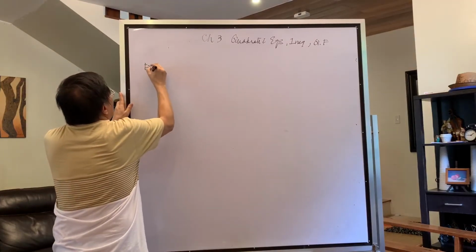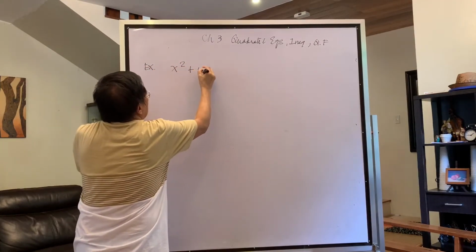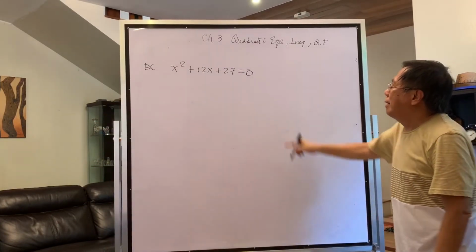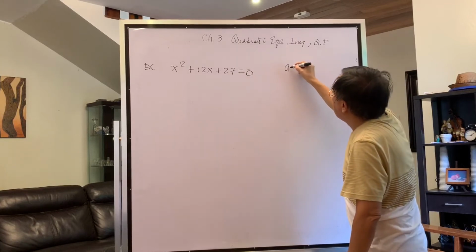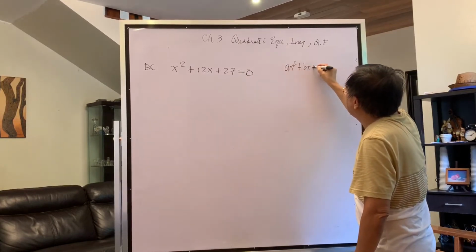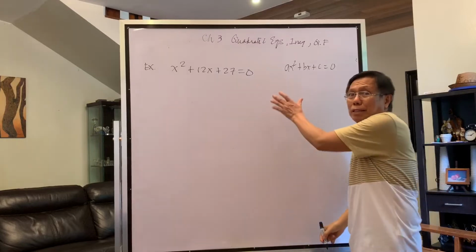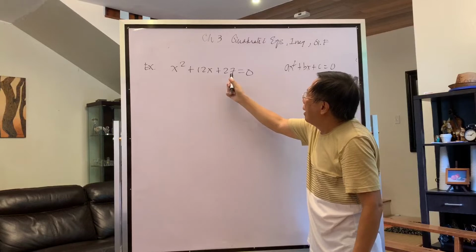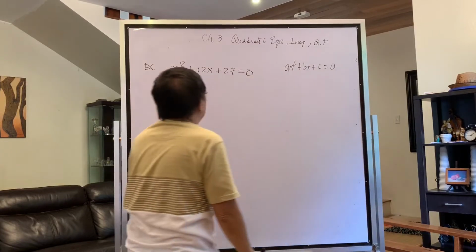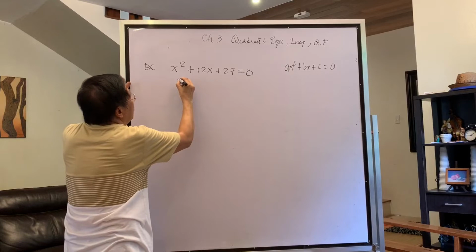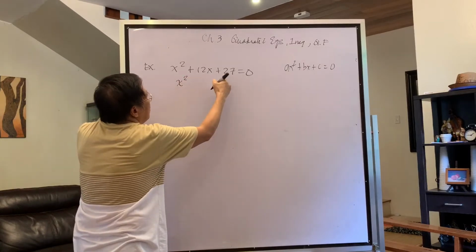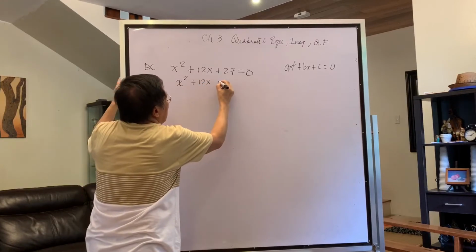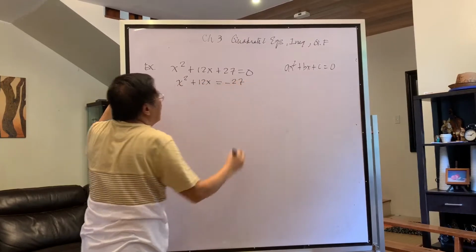Suppose we have x squared plus 12x plus 27 equals 0. This one is in the form ax squared plus bx plus c equals 0. Completing the square method tells us that we need to isolate the constant term. The constant term here is 27. So using addition property, I will add negative 27 to both sides. So I will have x squared plus 12x equals negative 27.